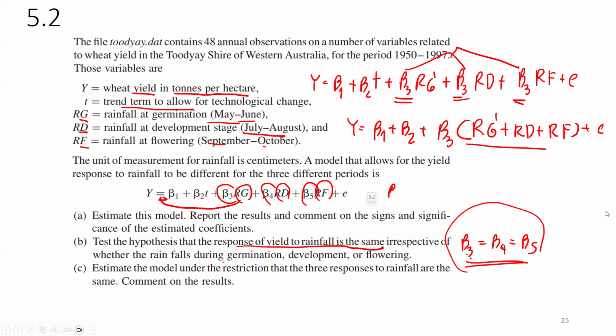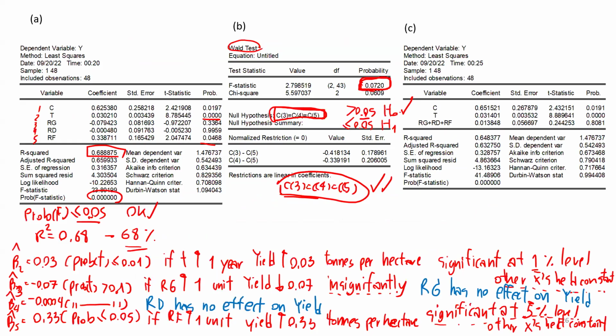That's why in the question, estimate the model under the restriction that the three responses to rainfall are the same. Comment on the results. Okay, so in EViews, you have to type RG plus RD plus RF on the right hand side here. Did you try it? The homework? If not, we will do it together.